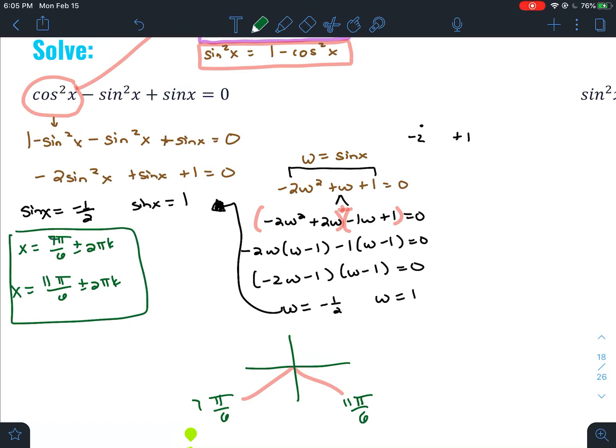And then sine x is equal to 1 at 90 degrees, or pi over 2, and that's the only time on the unit circle that would happen. So my three solutions are 7 pi over 6, 11 pi over 6, and pi over 2, and then plus or minus 2 pi k.